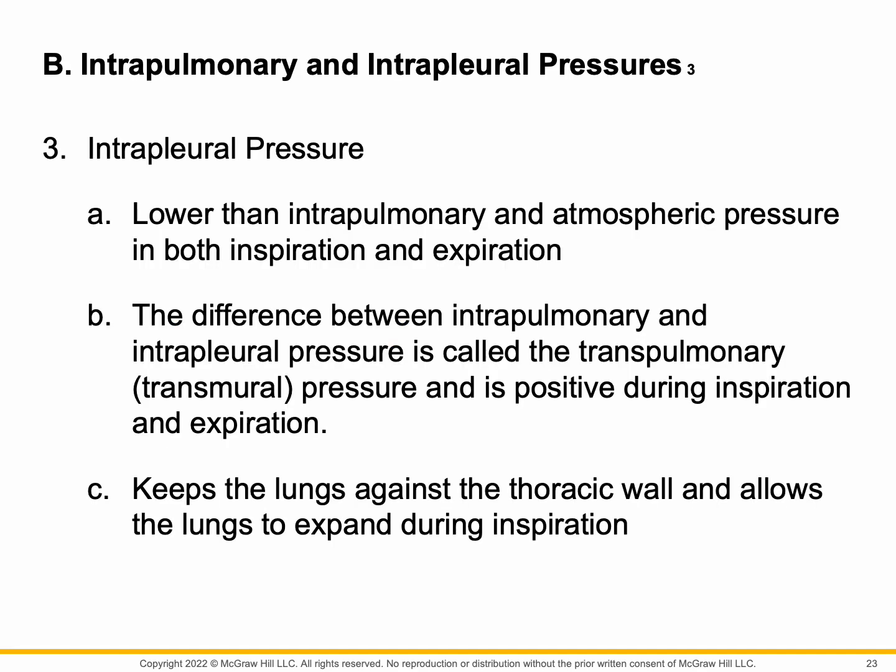Note that intrapleural pressure, the pressure within the pleural cavity, is lower than the intrapulmonary and the atmospheric pressure in both inspiration and expiration. And the difference between the intrapulmonary and intrapleural pressure is called the transpulmonary or transmural pressure and is positive during inspiration and expiration. It keeps the lungs against the thoracic wall and it allows for the lungs to expand during inspiration.